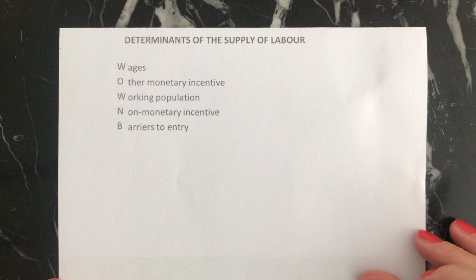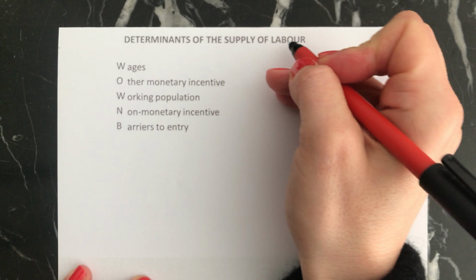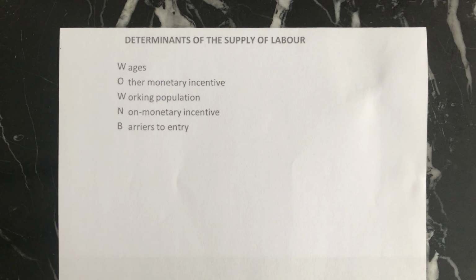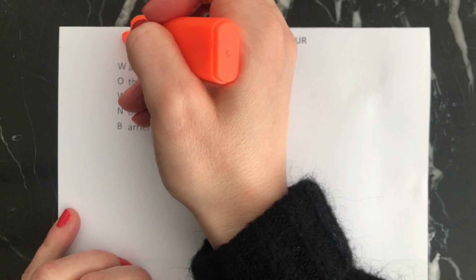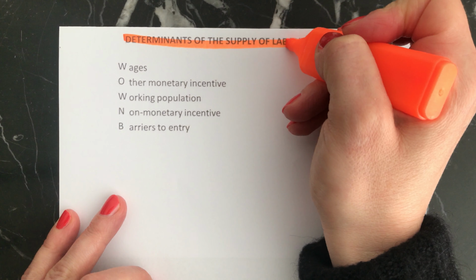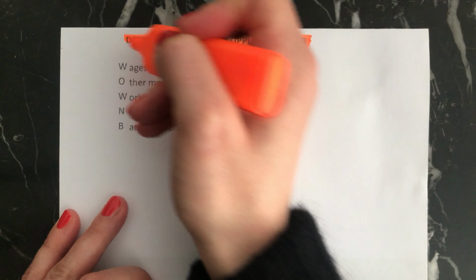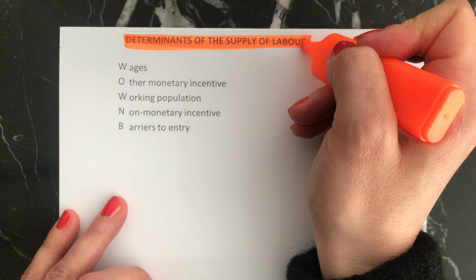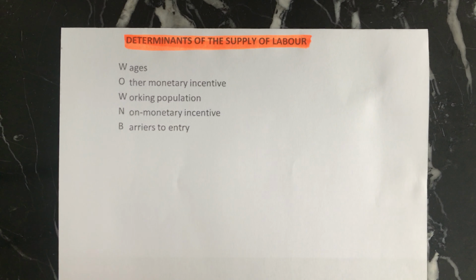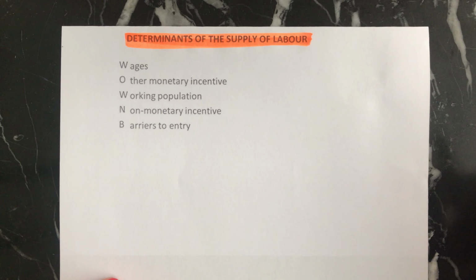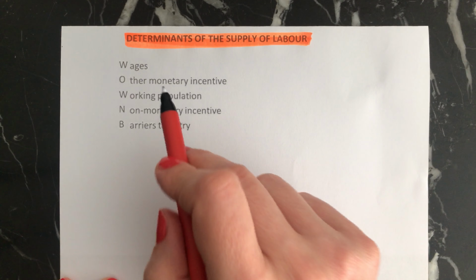Now we're going to look at what determines the supply of labour. And the supply of labour, remember, is coming from people. People supply their labour. They decide that they want to work doing a certain job. A teacher is supplying their labour to schools or to individuals who want to learn something.